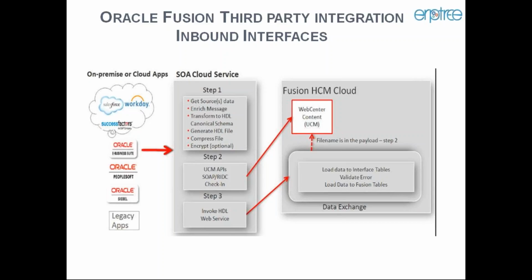Oracle has provided some generic web services for initiating or automating the HDL process. Once the file gets placed on the UCM folder, UCM meaning the web center content folder, we then invoke the HCM data loader, which fetches the file from the web center and loads the data into the Fusion database tables.